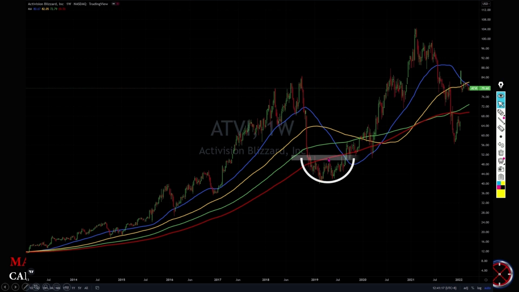Okay, rounding bottom right here. It has a neckline. You can see it comes back, retests the neckline, rallies, retests the neckline again, and finally rallies strongly after that. Right.